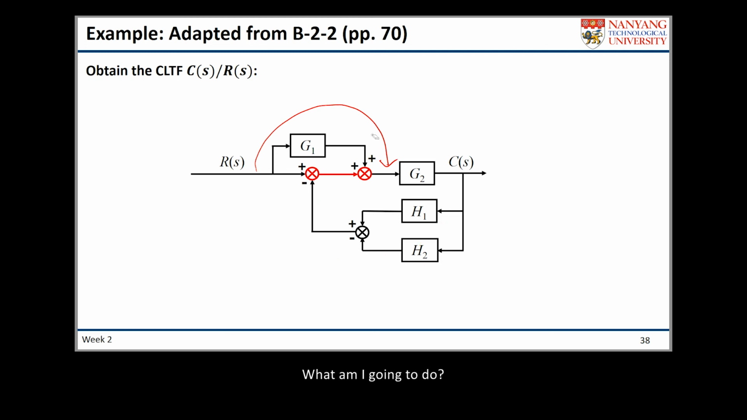So what I'm going to do, I will swap these 2 summing points, the 2 summing points that I indicated with a red color here. Somehow, intuitively, of course, if I swap this, I will untangle the problem here. So this is the first step that I'm going to do. I will swap these 2 consecutive summing points.